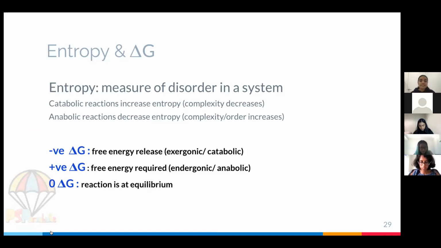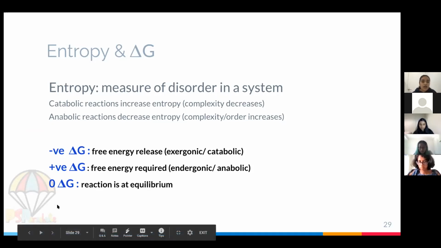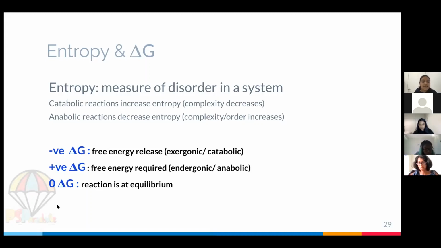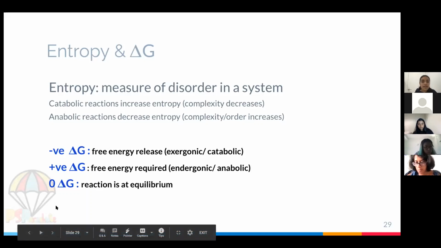So catabolic is basically breaking it down, as we said, breaking down bigger molecules, so you're decreasing the complexity. So you have increased entropy, and anabolic is basically the opposite. Delta G: if it's negative delta G, then free energy is released. If you have positive, then free energy is required. So that's anabolic, and the other one is catabolic. And when you have 0 delta G, that means the reaction is at equilibrium.